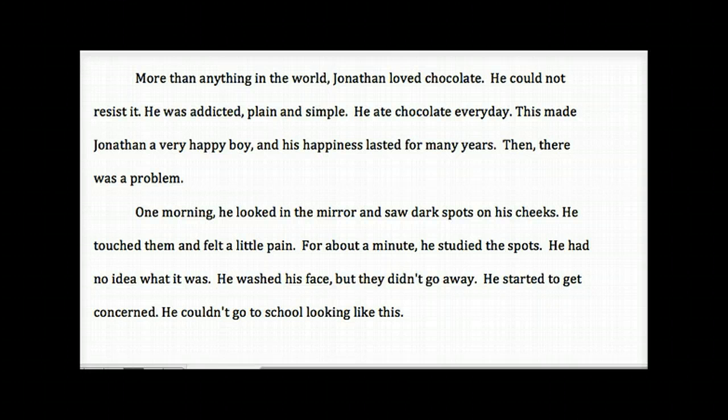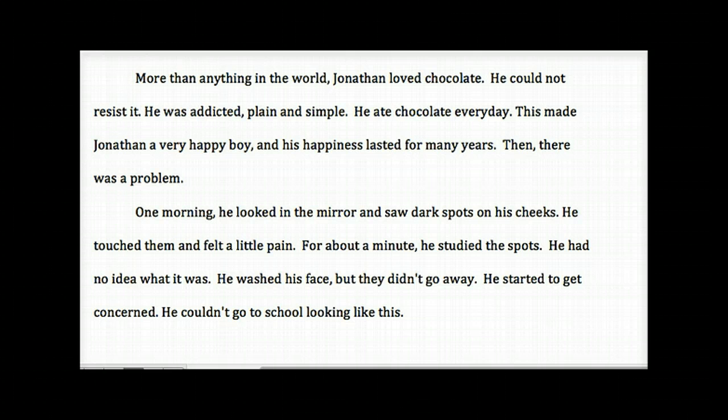So more than anything in the world, Jonathan loved chocolate. He could not resist it. He was addicted, plain and simple. He ate chocolate every day. This made Jonathan a very happy boy, and his happiness lasted for many years.